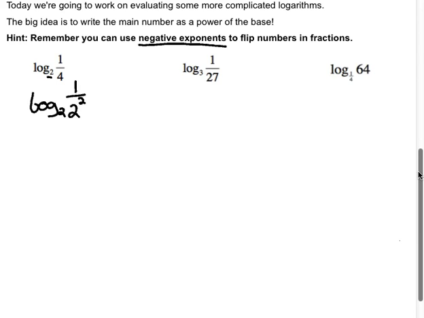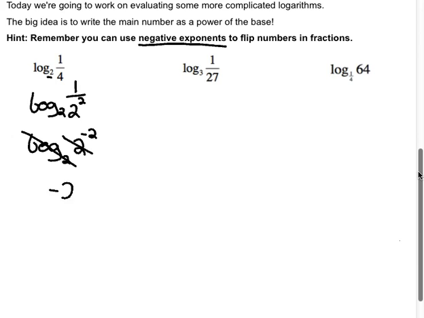I can use the negative exponent to move things around. So that 1 over 2 squared, instead, if I just make its exponent negative, that lets me move it up to the top. I can move its location in the fraction because I've applied a negative exponent. And now look at those two bases. Those two bases are identical, 2 and 2.